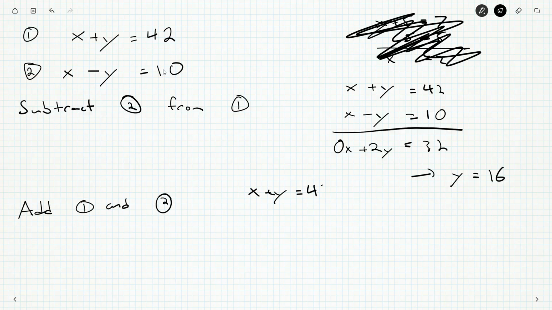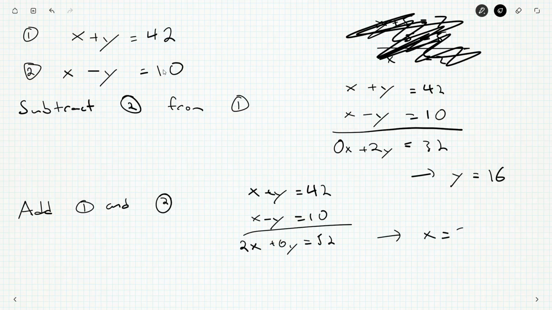just to give us a little more practice in case we're not comfortable manipulating these expressions. Now, if I add them, 2 x's, I'll get 2x. A y plus a negative y is 0 y's. We'll get 52 here. Divide by 2 on both sides, you'll get x is 26. And we might just make a little therefore statement. 26, 16 is the only solution to this system of equations. Something like that. Now we're all set.